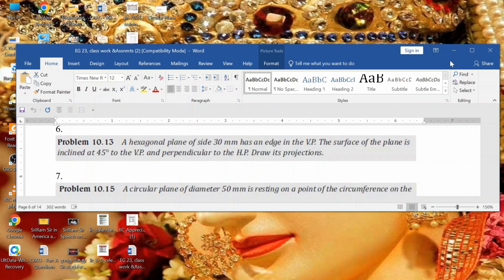In the first position, we have to draw the normal hexagonal plane with a side of 30 mm, the front view and the top view. Then the top view should be inclined at an angle of 45 degrees to the VP, and then it has to be projected to get the final position. Now we will see how to do it.